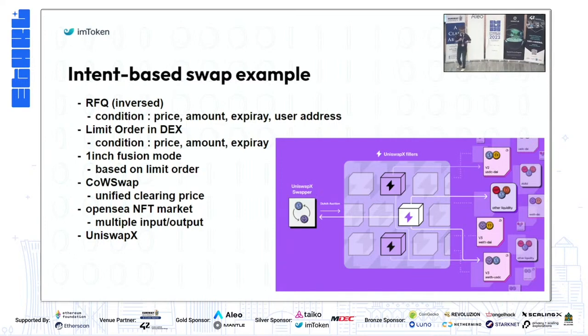Other than that, we have, for example, 1inch Fusion mode. They rely on the intent-based design. So when you interact with such an app, you don't need to submit the transaction by yourself. All you need to do is sign the message. And also CoWSwap, they have a feature like unified clearing price. They also rely on the intention from the users, and they have a group of solvers to fulfill those intentions. Also the OpenSea NFT market, you can specify multiple NFTs. You can trade with multiple NFTs at the same time.